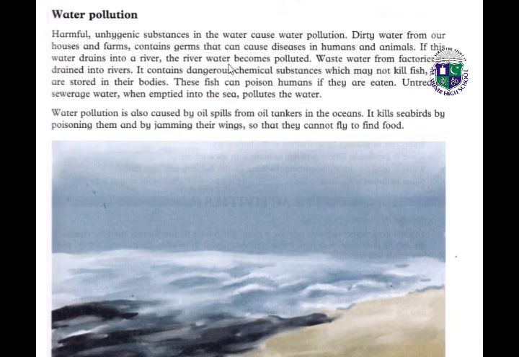Wastewater from factories is drained into the rivers. It contains dangerous chemical substances which may not kill fish but are stored in their bodies. These fish can poison humans if they are eaten.